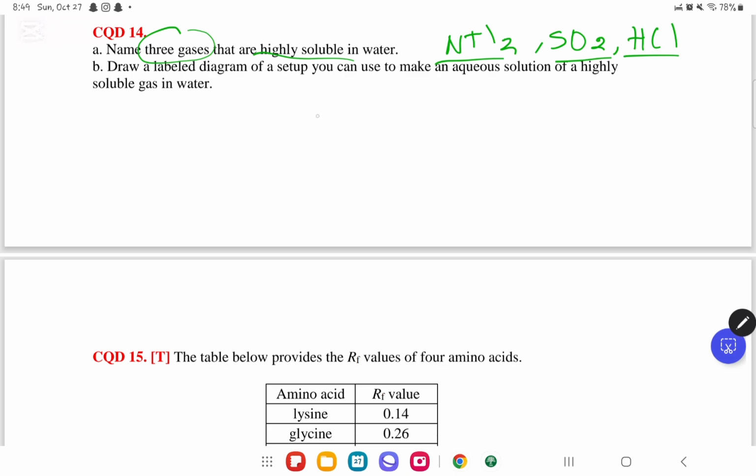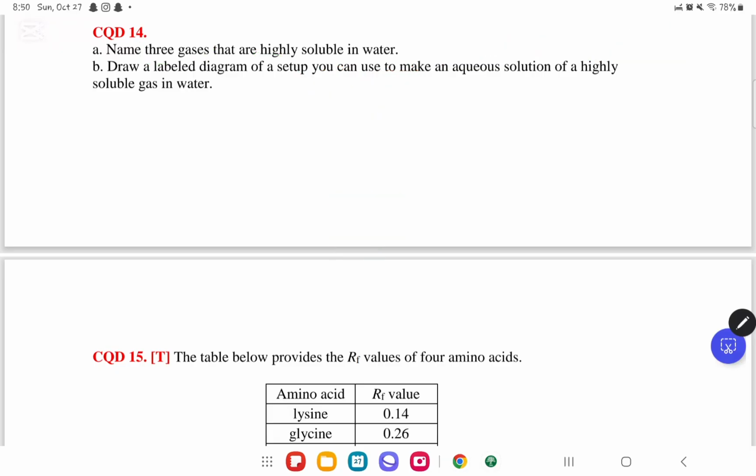So very simply, we can use a test tube. We're going to have a stopper over here. Then we're going to have a tube over here, and through this tube the gas will enter. Then we'll have another tube over here, and from this tube the gas will exit. And then here we have water.